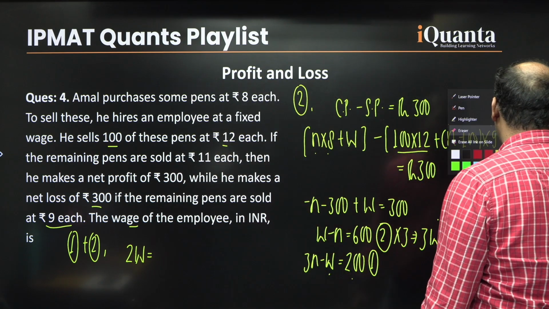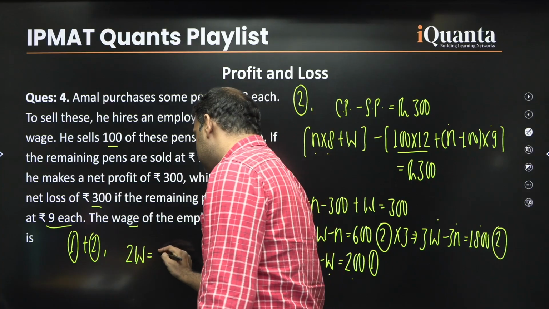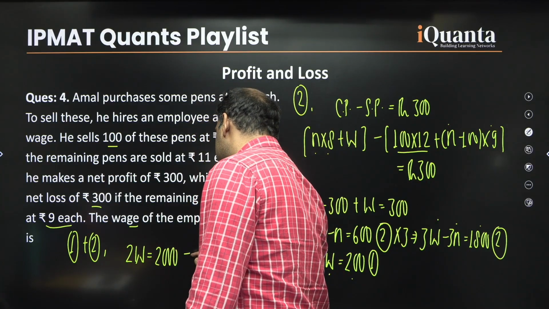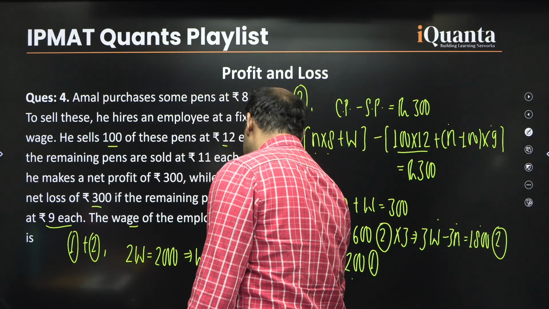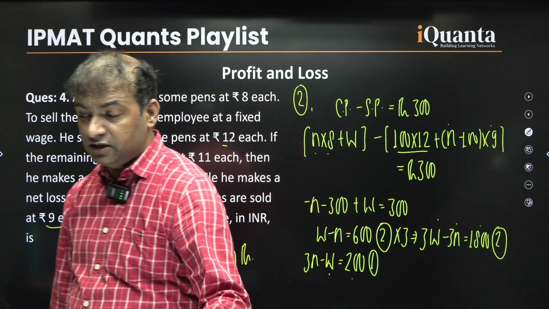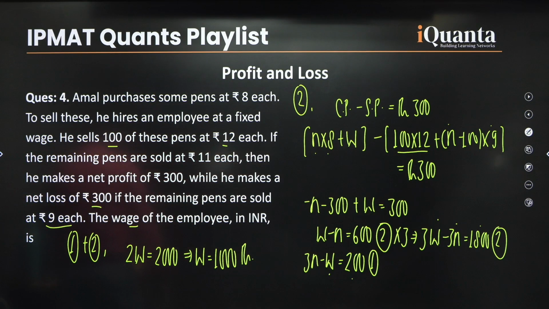And then the value of W has to be nothing but 1000. That's it. So the wage of the employee is rupees 1000. This is how we can solve this wonderful question as well. All right, now let us move to the next problem.